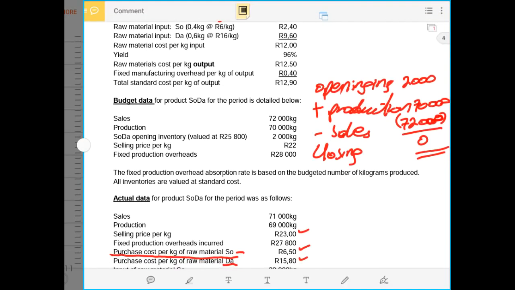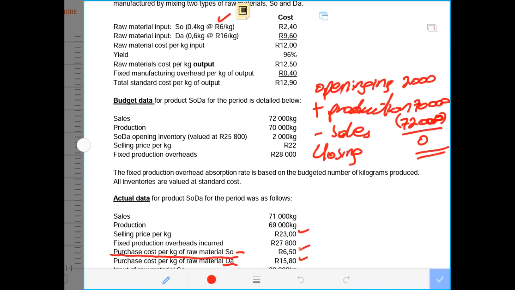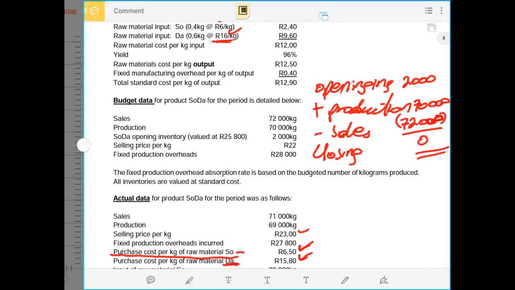However, we actually incurred 6 rand 50 cents, which is above the standard price of material. And we usually buy material at 16 rand per kg. But the actual purchase cost that was incurred to buy material was less than the standard price of 16 rand. So now that also is showing us the variance in terms of the material price variance.